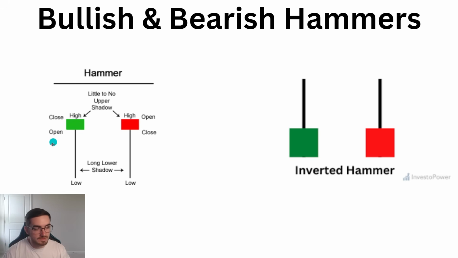For a hammer to be considered a bullish hammer, it doesn't have to just be green. It could be red as well. I see a lot of people get that confused. They'll see a red body and they're like, whoa, whoa, whoa. That is not a bullish hammer. Yes, it is. It doesn't matter if it's green. It doesn't matter if it's red. If we have a small body at the top of the candle and then a very long lower wick, that is going to be considered a bullish hammer.